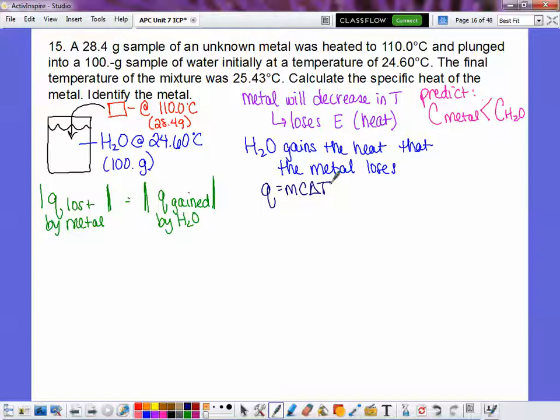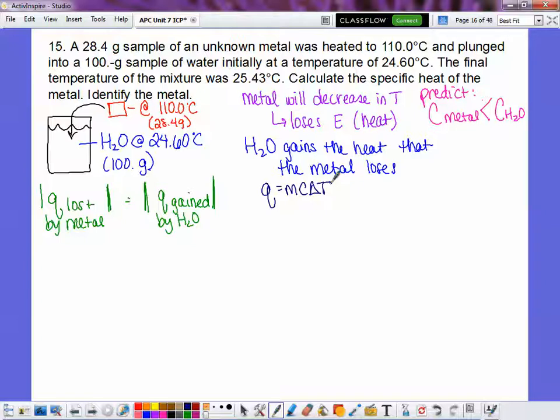Negative, because it's losing heat. And its delta T is going to be negative because it's ending at a lower temperature than it started at. So the Q of the metal is going to be negative. The Q of the water is going to be positive because it's gaining energy.